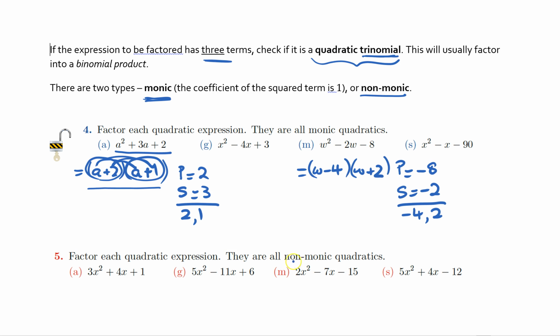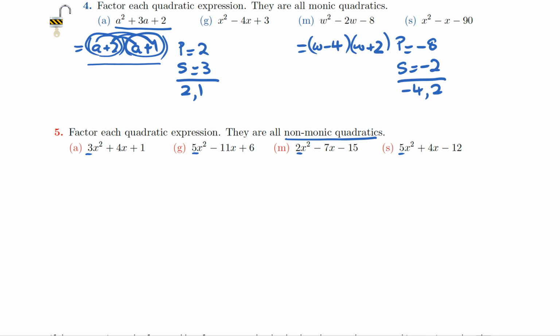Now down below we've got all non-monic quadratics because the number in front of the x squared is not 1. Again, you may have different methods of solving this. I'm going to offer one, and it's the one that I'll work on in class. I'm not banning other methods. If you get something that you understand and it works and it's efficient, then you do it. So again, I'll just do a couple of these. So I'll do the first and the third.